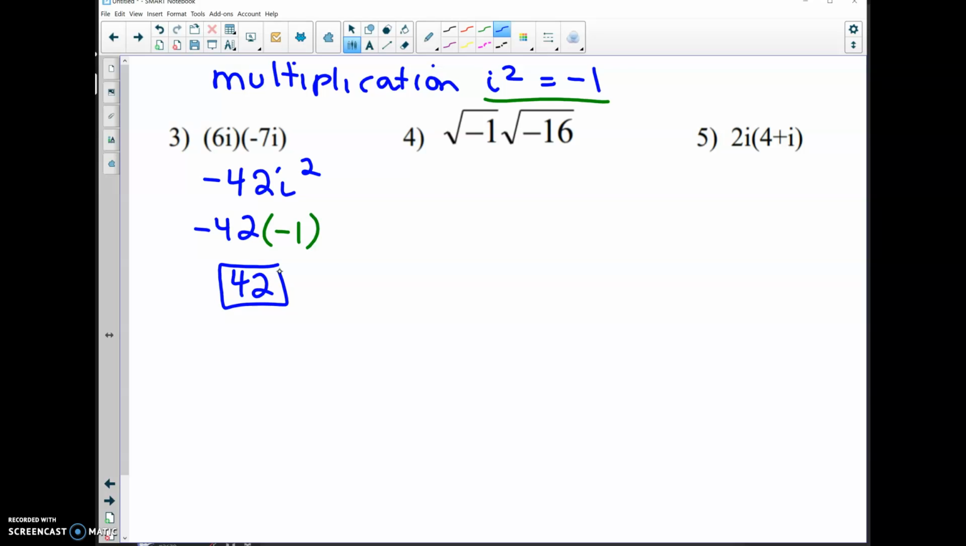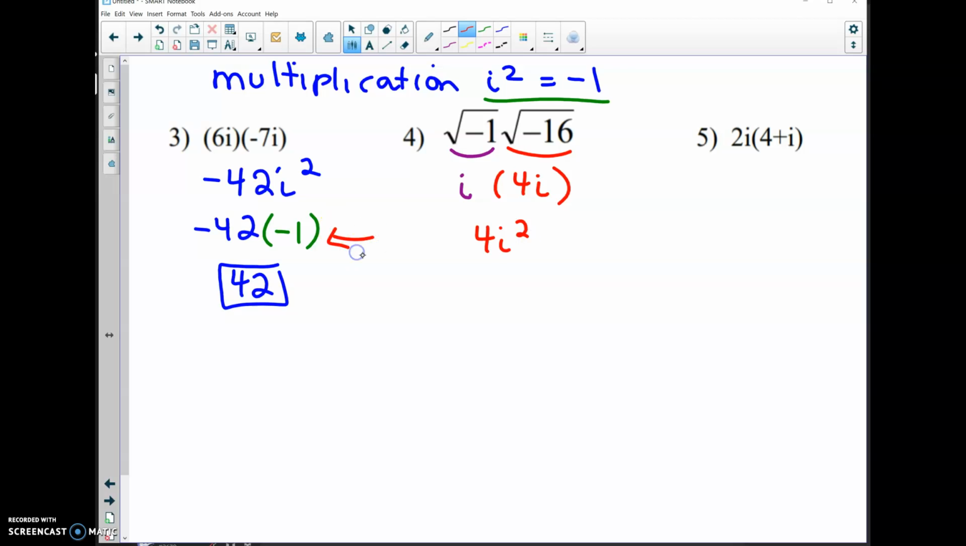For number 4, you are allowed to multiply when you are taking the product of two things that are the same root. So number 4, they are both the square root. However, when you have the square root of negatives, you first have to simplify and take out i's. So the square root of negative 1 is i. The square root of negative 16 is 4i. Now you multiply, and this is 4i squared. And we just learned i squared was negative 1.